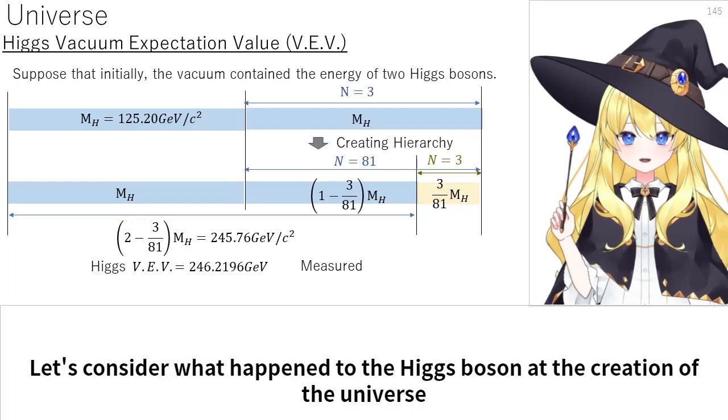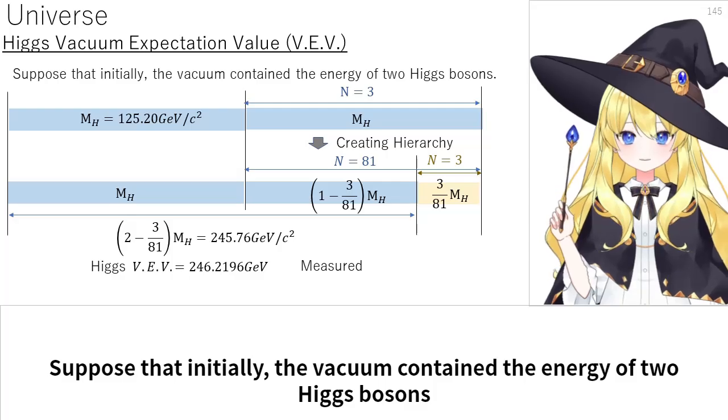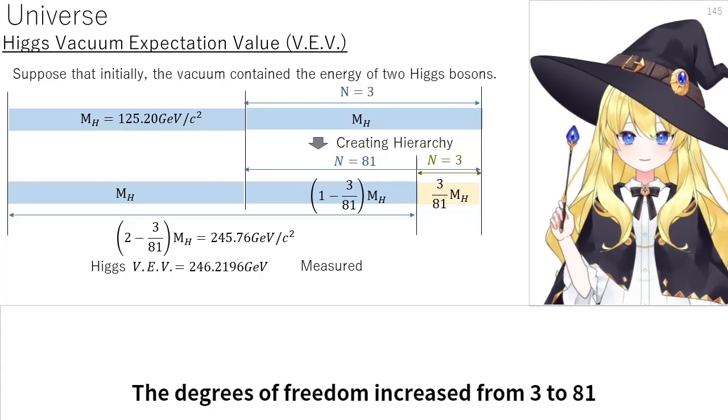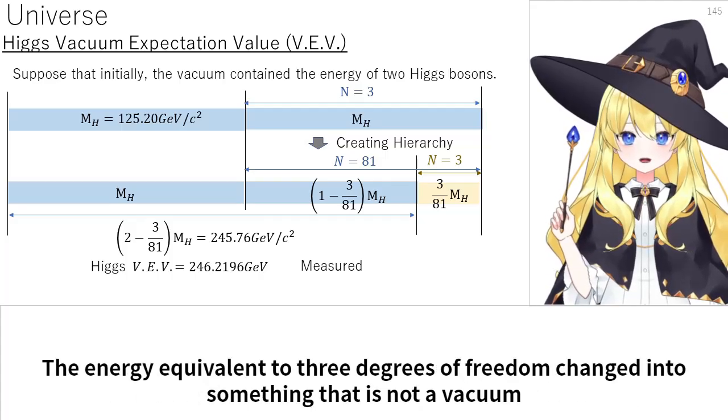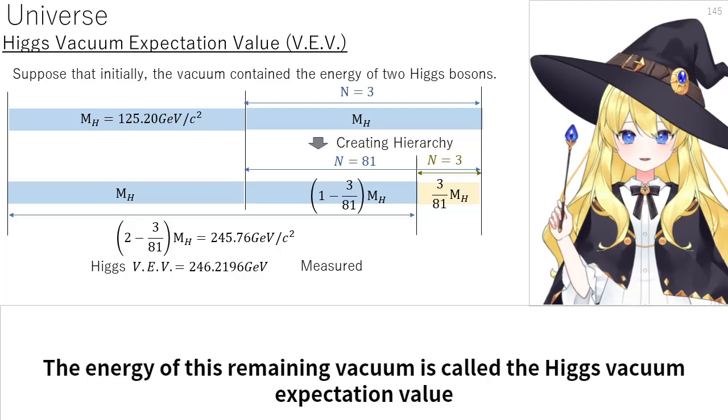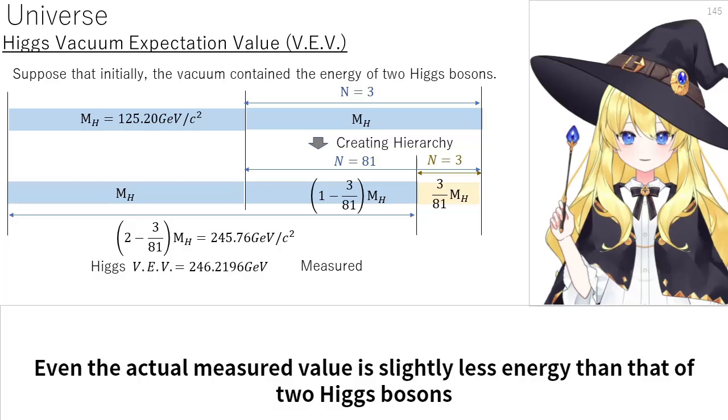Let's consider what happened to the Higgs boson at the creation of the universe. Suppose that initially, the vacuum contained the energy of two Higgs bosons. Only one side underwent inflation, creating a hierarchy. The degrees of freedom increased from 3 to 81. The energy equivalent to 3 degrees of freedom changed into something that is not a vacuum. The remainder remained as a vacuum. The energy of this remaining vacuum is called the Higgs vacuum expectation value. Even the actual measured value is slightly less energy than that of two Higgs bosons.